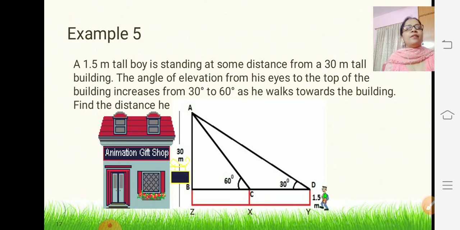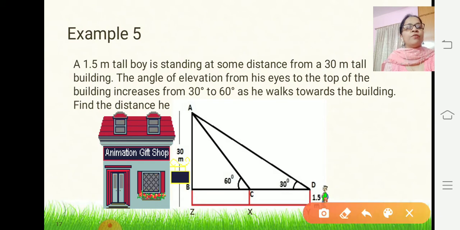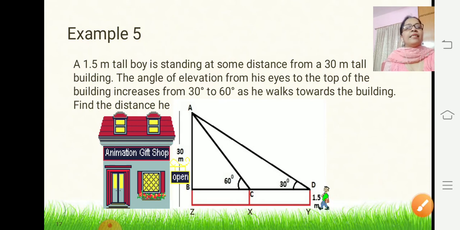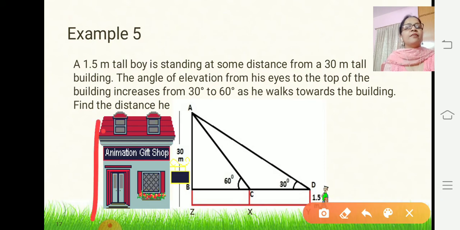Next example is of a 1.5 meter tall boy. You can see the tall boy over here. He is standing at some distance from a 30 meter tall building. This is a 30 meter tall building. The angle of elevation from his eyes to the top of the building increases from 30 degree to 60 degree as he walks towards the building. So he is walking towards the building.